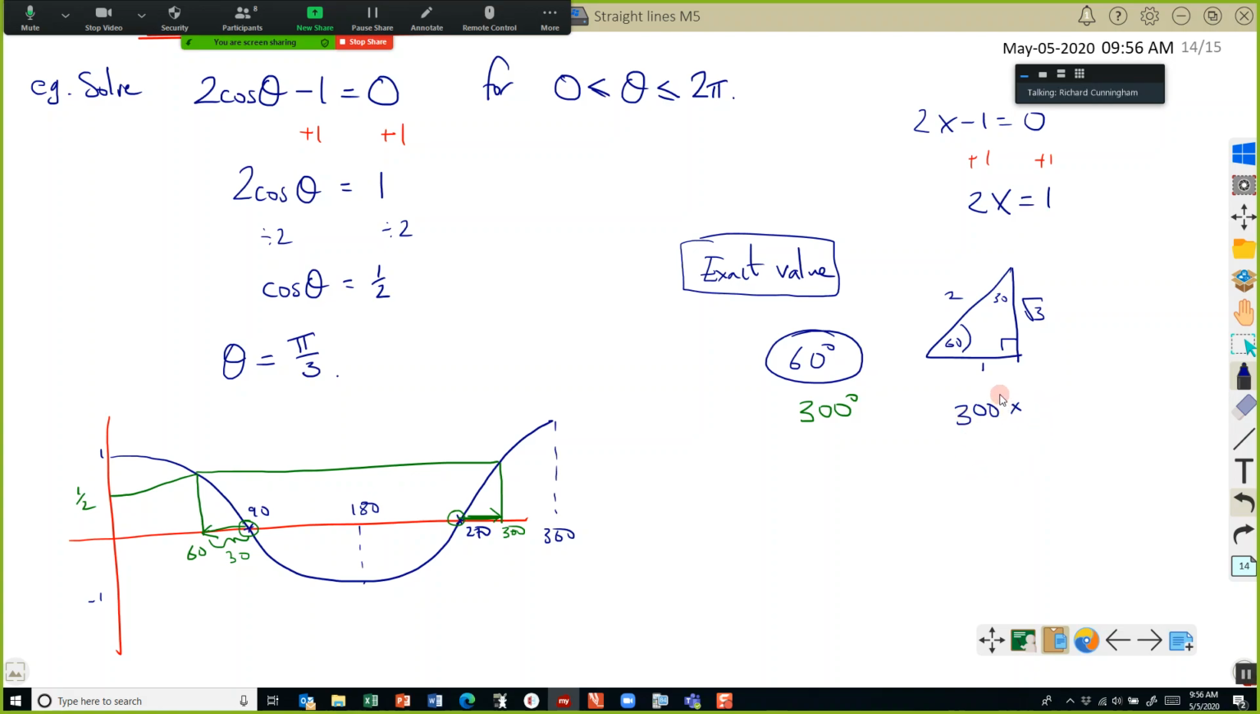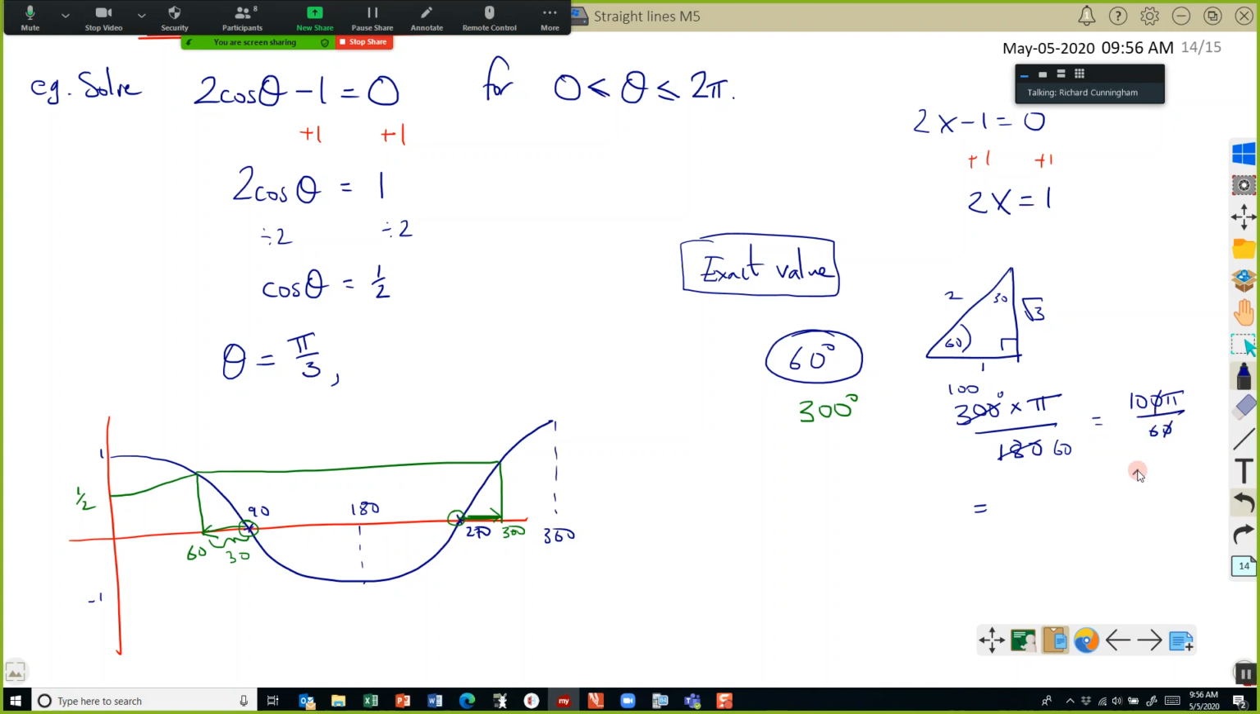How can I work out what 300 degrees is in radians? Yeah, you can multiply by pi over 180. And then I'm going to simplify this. So let's see, 3 goes into 180 60 times, 3 goes into 300 100 times. I can simplify it again.